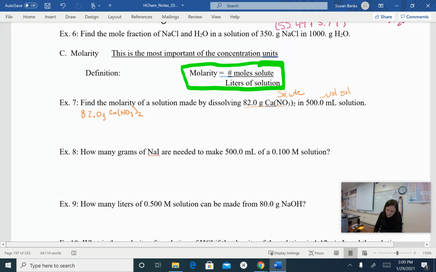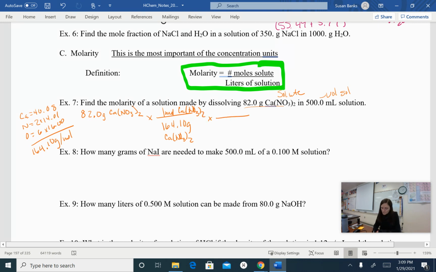I need to find my molar mass of calcium nitrate. If we add up, calcium is 40.08. Nitrogen, we've got 2 of them, 14.01. And oxygen, we've got 6 of them, times 16. We add all of that up, we get a molar mass of 164.10 grams per mole. So I have 164.10 grams of calcium nitrate in 1 mole of calcium nitrate. So my grams are gone, and I have moles on top, which is what I want.